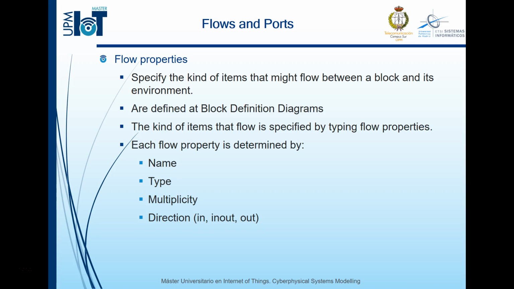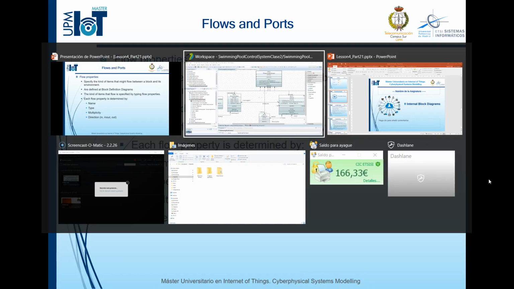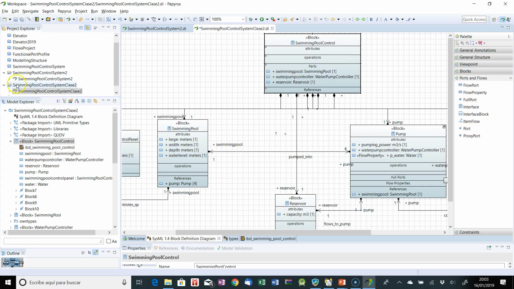So, as I mentioned before, flow properties are defined at block definition diagram, and the kind of items that flow is specified by typing properties. So we have to describe the kind of items that can flow from one place to another place. For each flow property, we have to determine the name, the type of elements we can send, and the multiplicity and direction. So it's time to do it in the example.